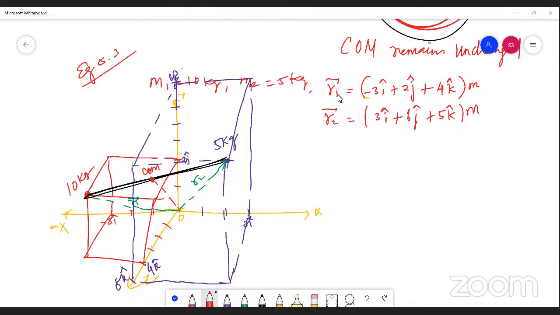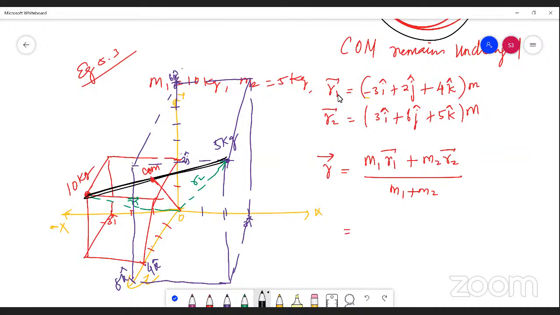So you are asked to calculate what is the position of center of mass from the origin. See, this is the red line which indicates the position of center of mass. So I can write here R vector is equal to m1 r1 vector, because we have the 10 kilogram mass in the space, which is given by the position vector r1 vector. So m1 r1 vector plus m2 r2 vector divided by m1 plus m2. That's all.